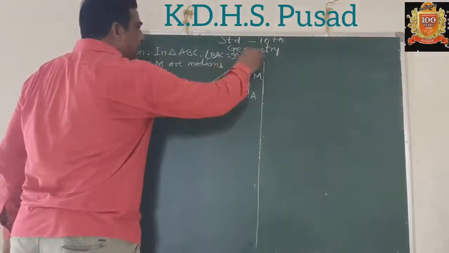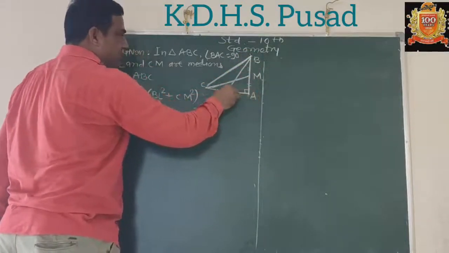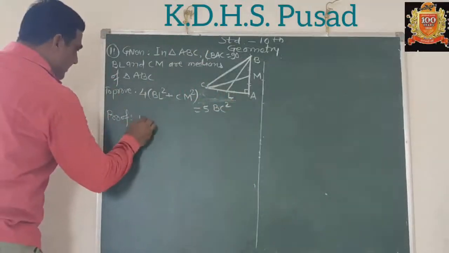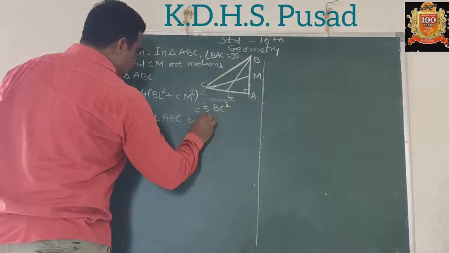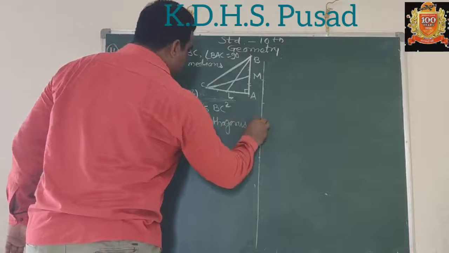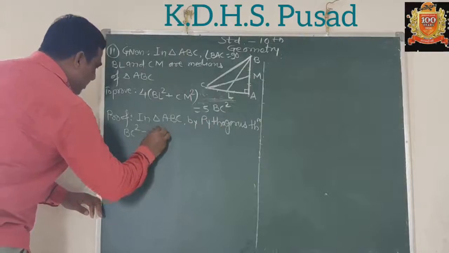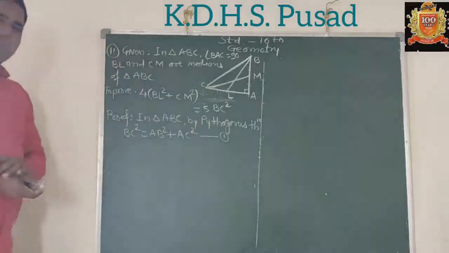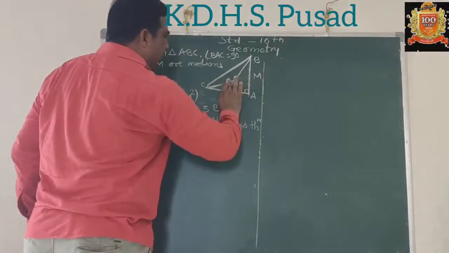First of all, consider this larger triangle. Angle A is 90, so obviously we can use Pythagoras theorem. In triangle ABC by Pythagoras theorem, you get BC square is equal to AB square plus AC square. Mark this as equation 1. Now one by one, for a while, forget this.